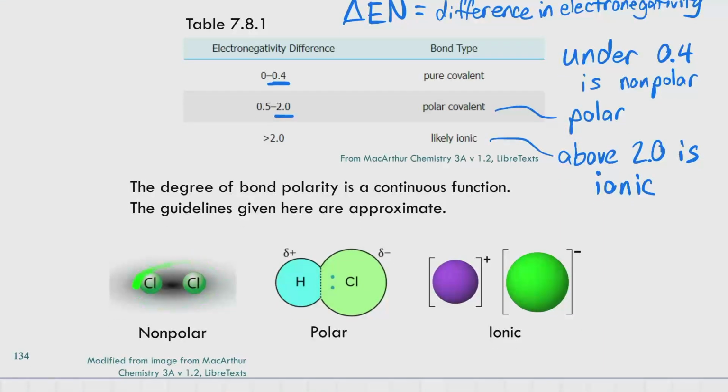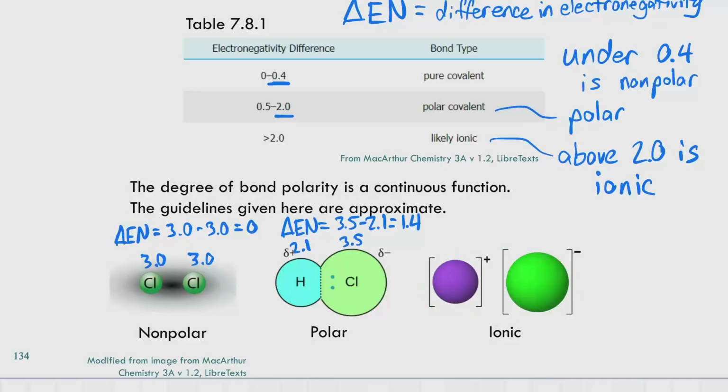For our chlorine bonded to chlorine, our electronegativity difference is subtract one from the other. They're exactly the same, and so our difference would be 0. For our polar case here in the middle, our hydrogen has a value of 2.1. I believe chlorine has a value of 3.5. So we do 3.5 minus 2.1, we get a value of 1.4, which falls into this range of 0.4 to 2.0. So we would call it a polar bond based on that.